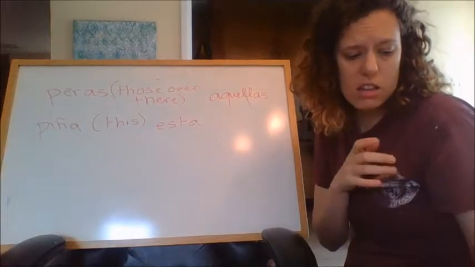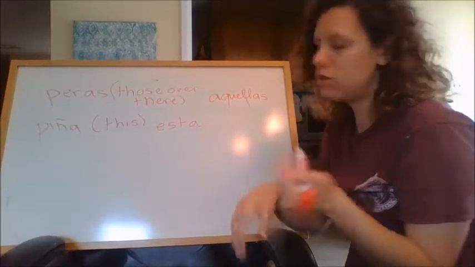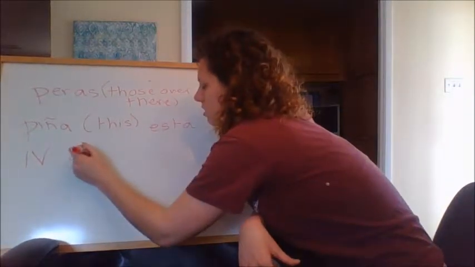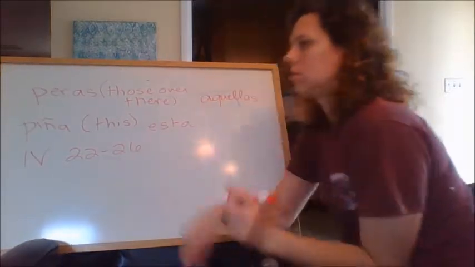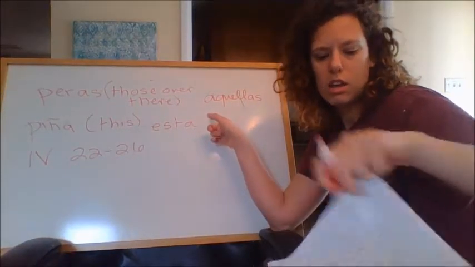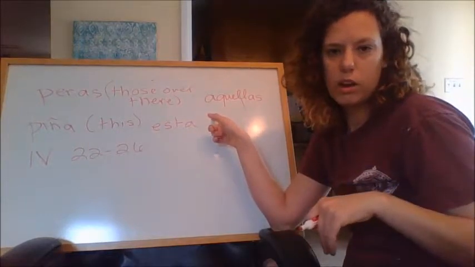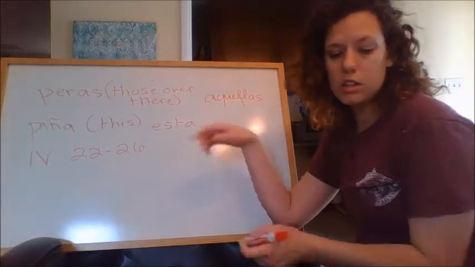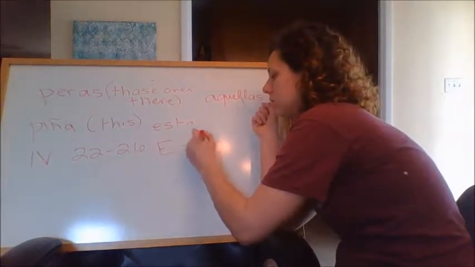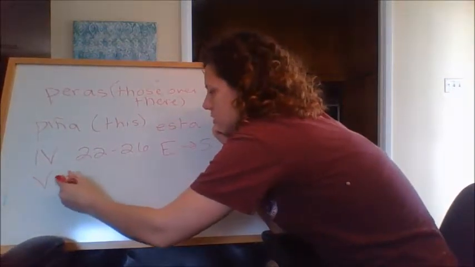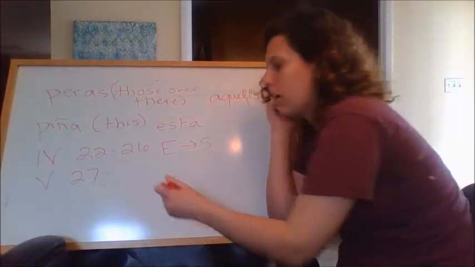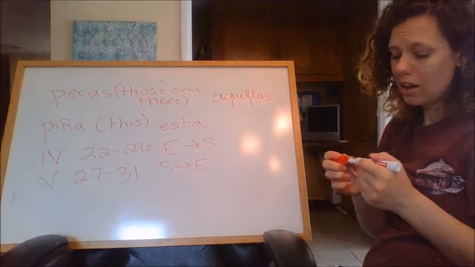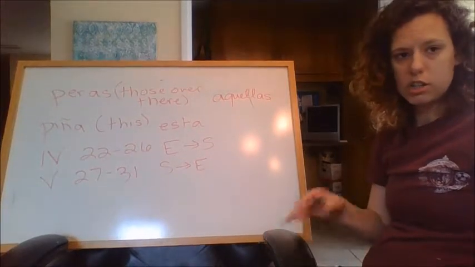Part 4 and 5 are translation for vocabulary. So part 4 is 22 to 26. I don't know if I told you this one. Part 3 is 16 to 21. Part 4 is 22 to 26. It is going to be English to Spanish. And then part 5 is 27 to 31. And it's Spanish to English. Okay. And then 32 to 40 are translations, like sentences.